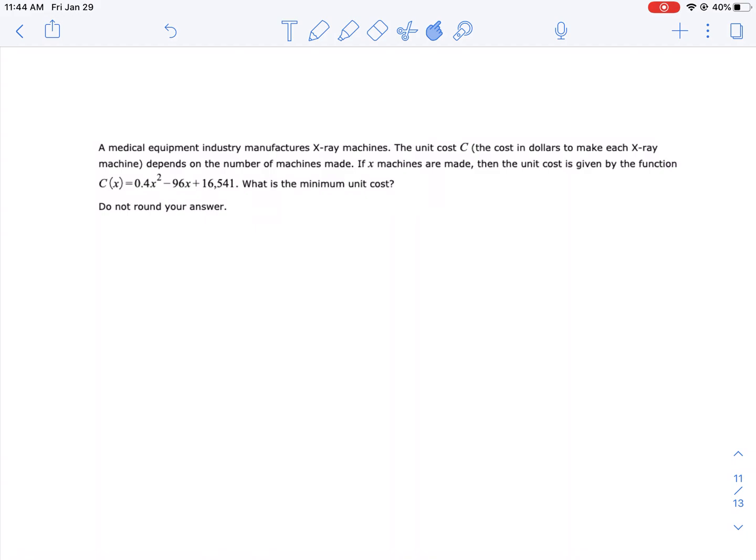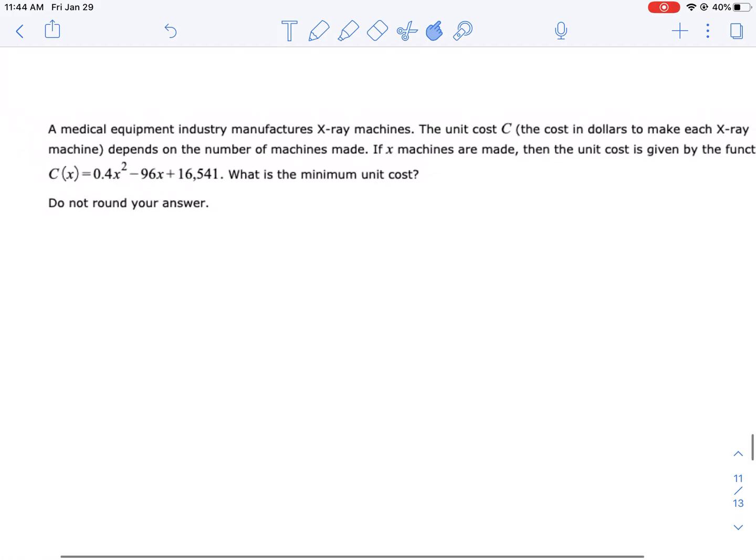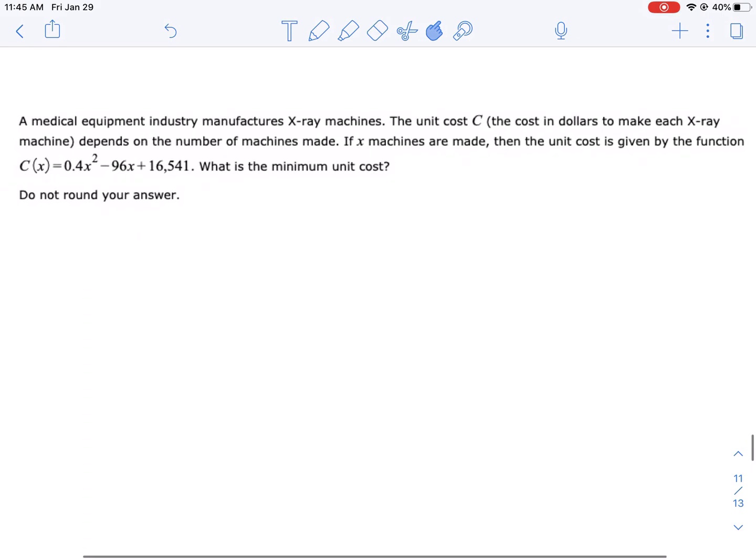Okay, let's take a look at this problem. It says a medical equipment industry manufactures x-ray machines. The unit cost, or the cost in dollars to make each x-ray machine, depends on the number of machines made. If x machines are made, then the unit cost is given by the function 0.4x squared minus 96x plus 16,541. We want to find the minimum cost.